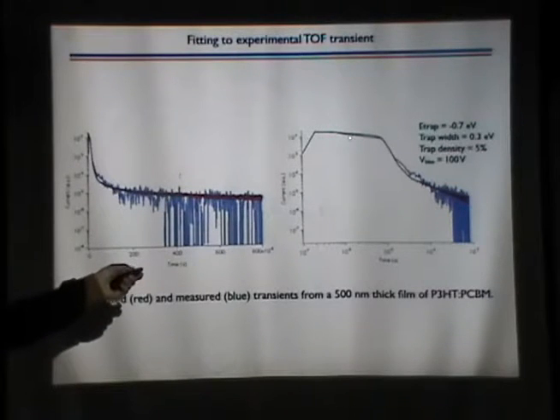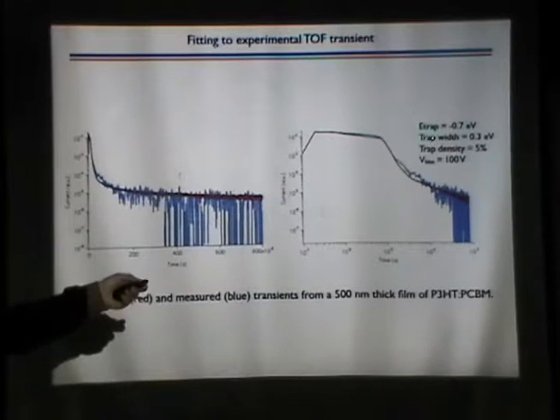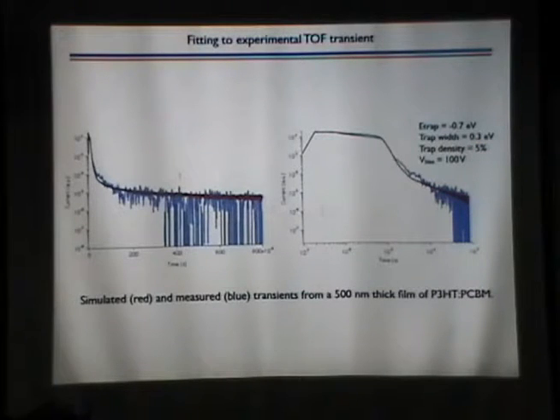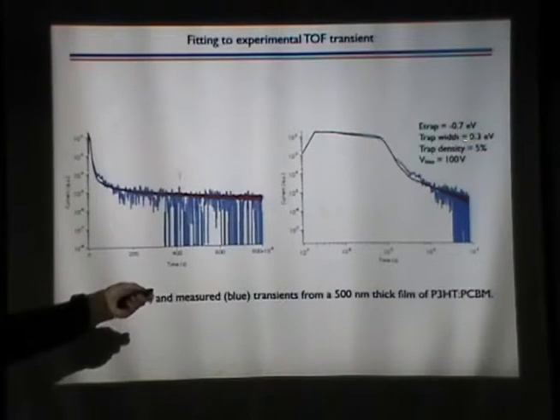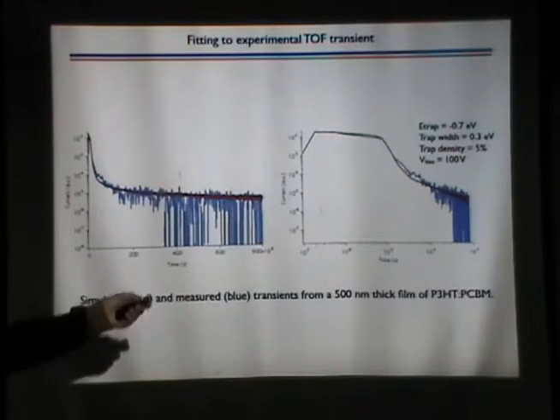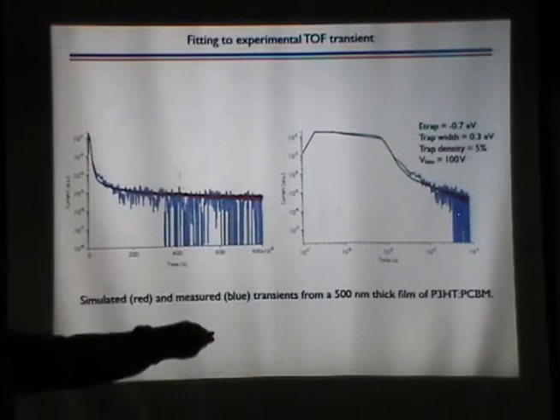Actually, we can get a very good fit if we put in, in this case, a trap density of 5%. And the trap has a width as well, of 0.3 electron volts. So there's a sigma on the main band and a sigma on the trap. In this case, the trap width is 0.3. So anyhow, we can get very good fits. We could probably play with those parameters a little bit more and get slightly different parameters to fit that curve.